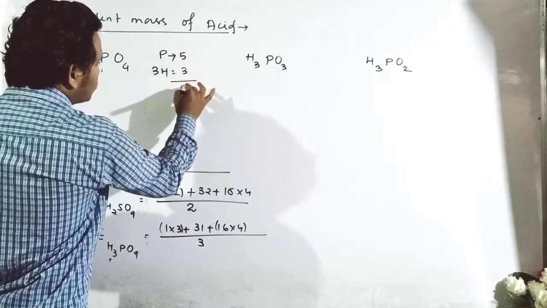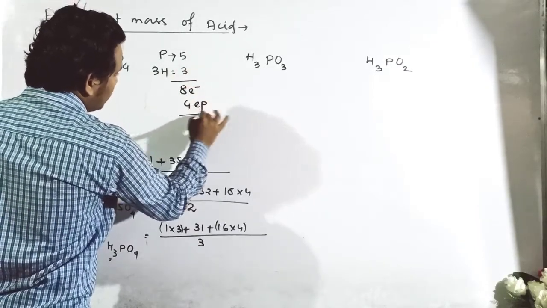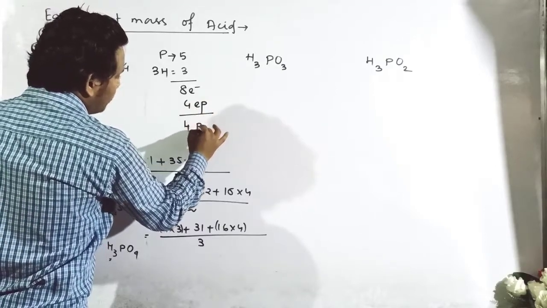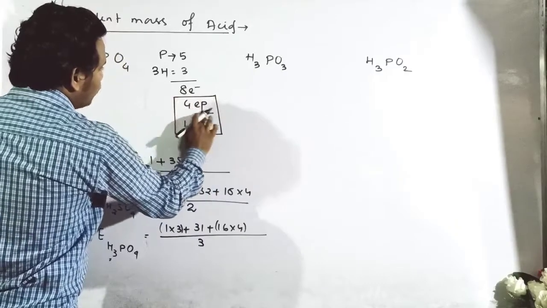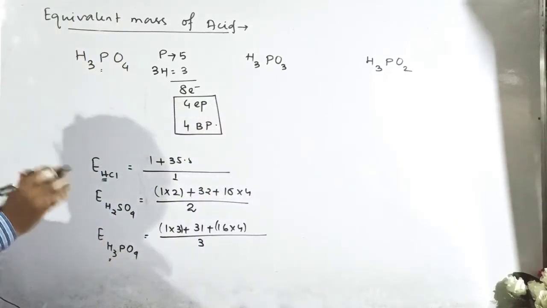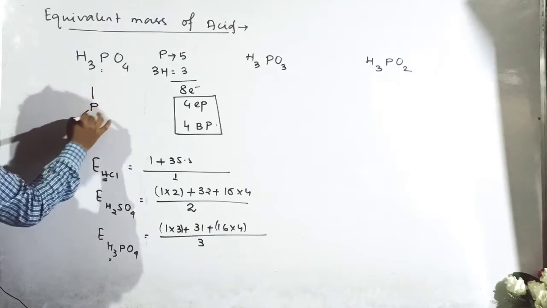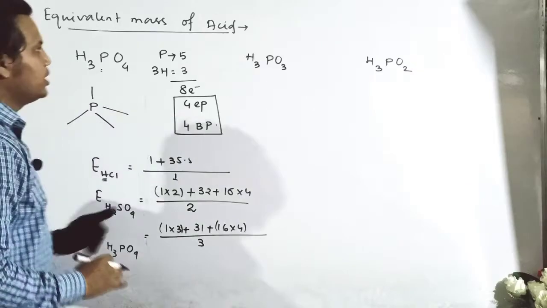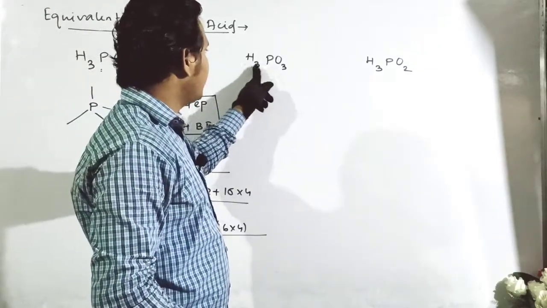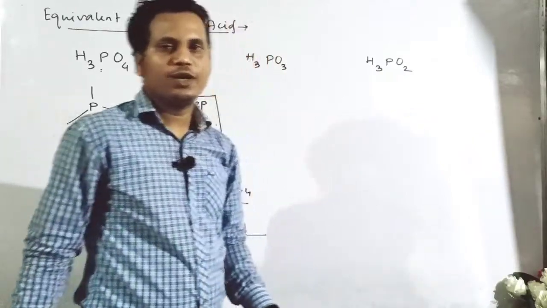How many electrons? 8. How many pairs? 4 electron pairs. And here 4 bond pairs will be there. So make 4 bonds, and we know 4 bonds are in the form of tetrahedral. So here also 5 plus 3, 8, tetrahedral pattern.